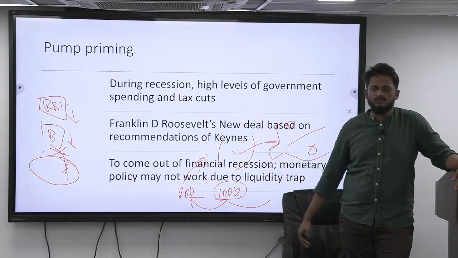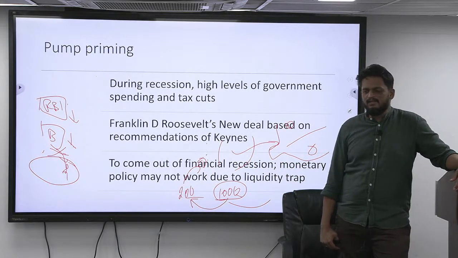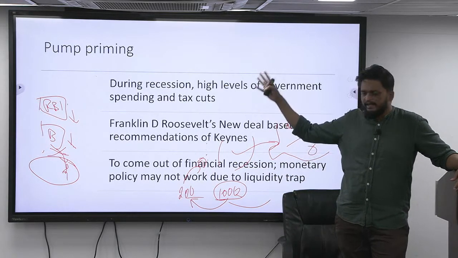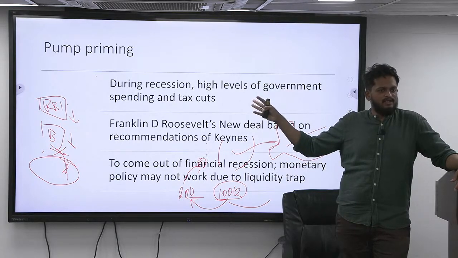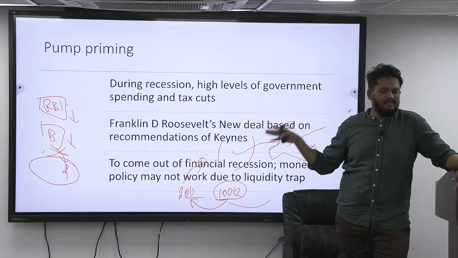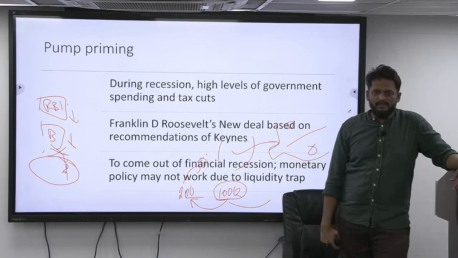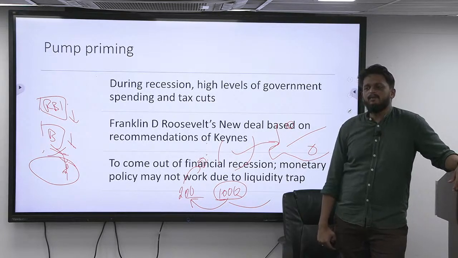Finally, people should take loans or not. Monetary policy entirely depends upon this whole chain working properly. If reduction of interest rate happens, banks will take loan, people will take loan, they will spend the money, then only monetary policy works. If anywhere this chain is broken, then monetary policy fails to work.